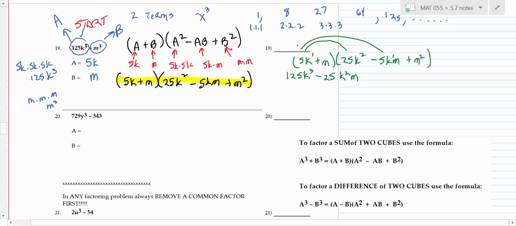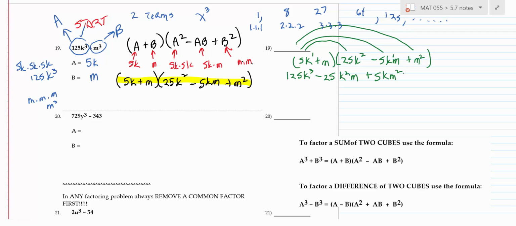Okay, then you want to go to this term. So that's 5. It's 2 positives, so it's positive 5. You have a k, and you have an m to the second. Does that make sense to everybody? It's a distributive property. Okay, you got to add exponents when you multiply variables.